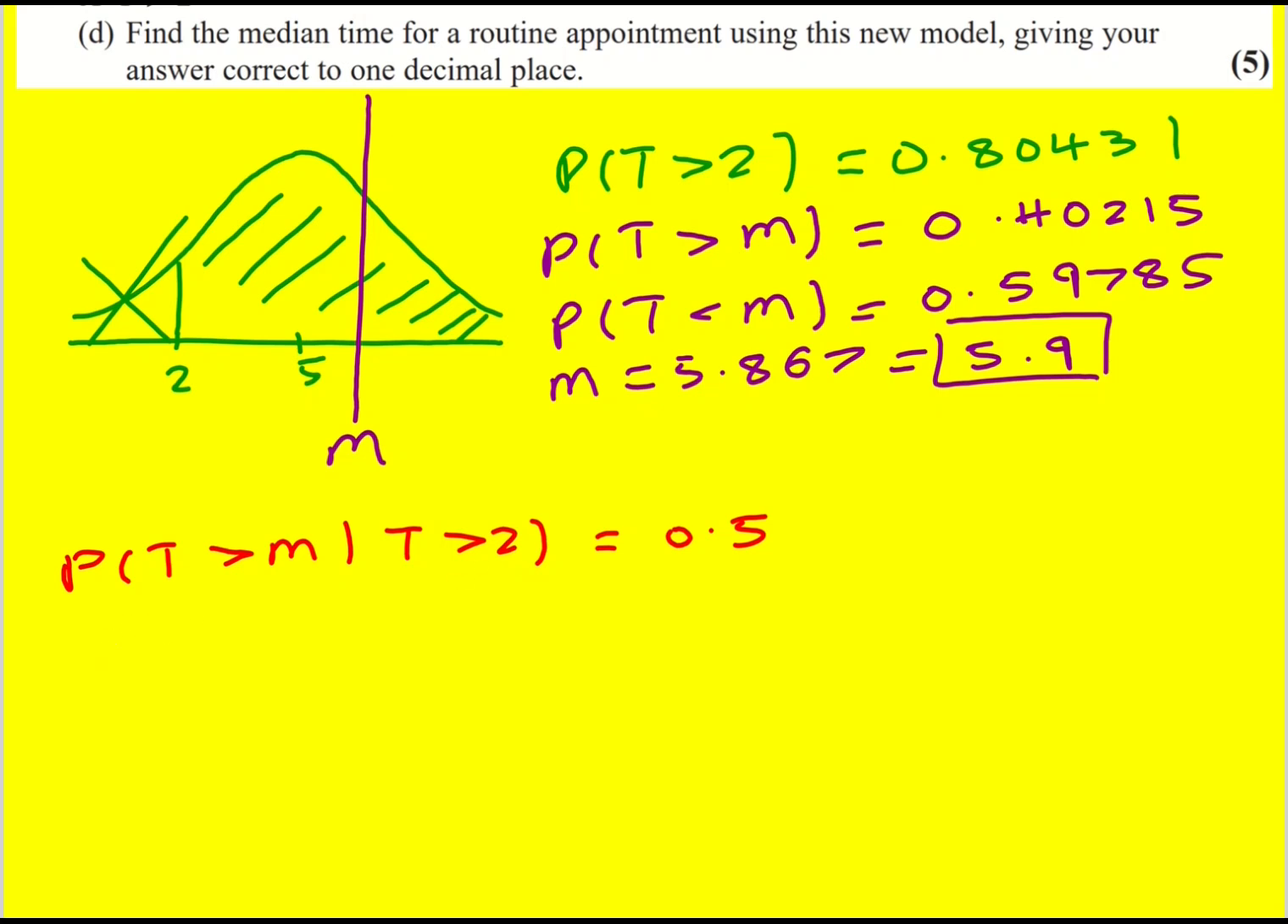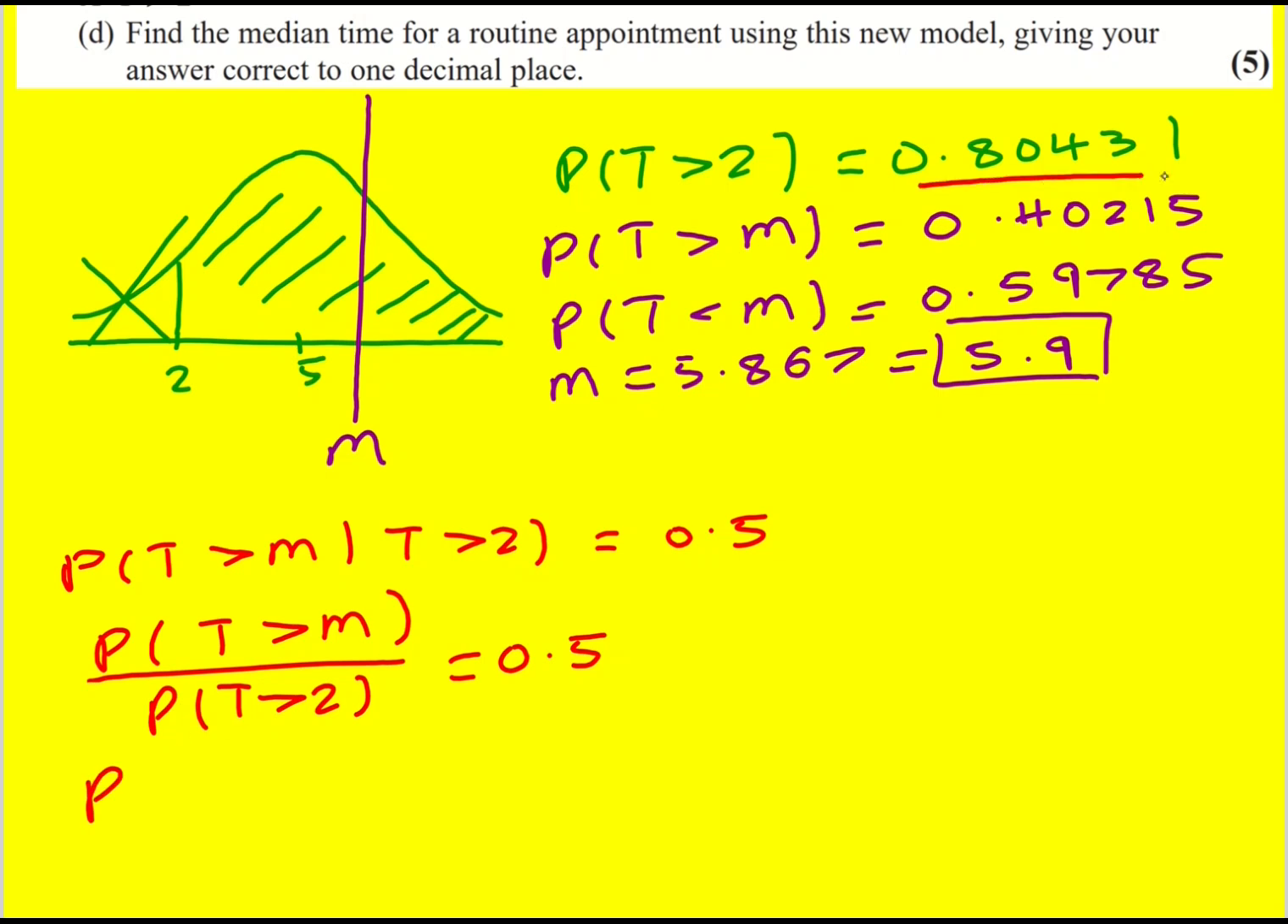So we know the median is going to be greater than 2. And when I therefore do the intersection, t's got to be greater than m and greater than 2. It's just going to be that it's greater than m. And then I'll be dividing through by the probability that t is greater than 2. Now, we actually get to the same place as before because the probability that t is greater than 2, I already worked it out, it's there. I would then times 0.5 through by it, and I'd get the probability that t is greater than m is 0.40215 again. And then we can do the 1 minus, like I did, and work out m from there.